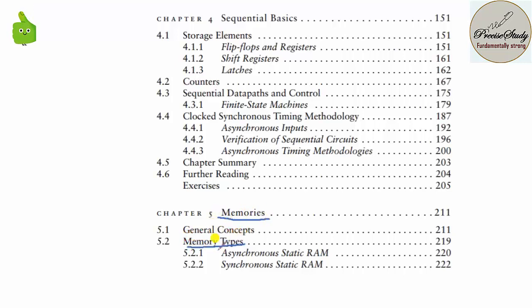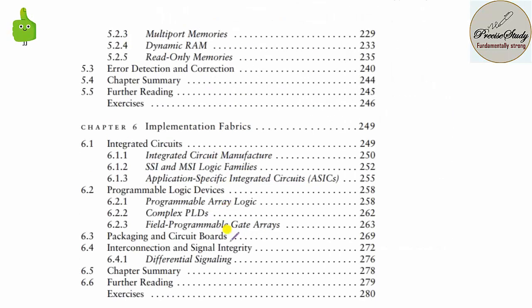In the memory types, we are going to talk about asynchronous static RAM and synchronous static RAM. Apart from this, we are going to talk about multi-port memories, dynamic RAM, and read-only memory. What is the difference between RAM and ROM? What is the difference between volatile memory and non-volatile memory? The important topic is error detection and error correction mechanism.